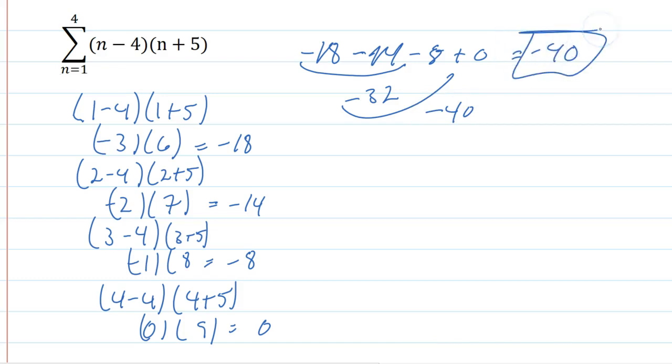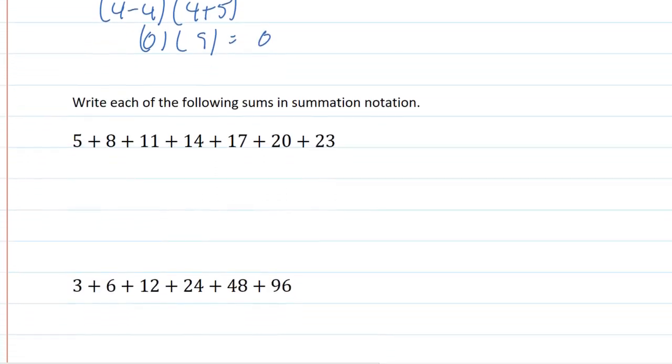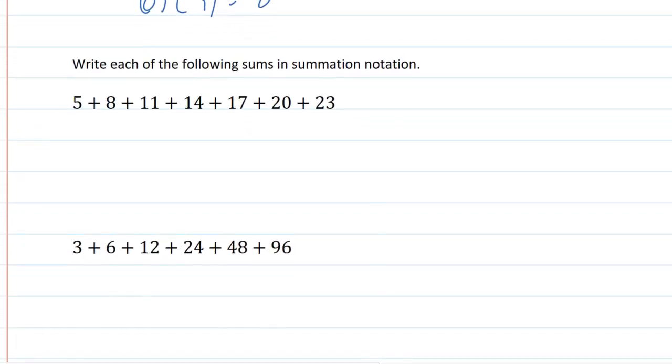Now these were pretty quick and easy. What if they're given to us backwards, meaning we need to create the summation? And that's where we are here. Write each of the following sums in summation notation. Now, this is very similar to what we were doing last time, where we had to find the geometric or the arithmetic sequences. That's how we start. We look for those sequences.